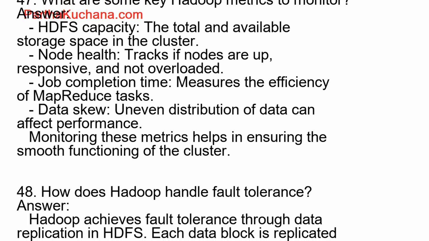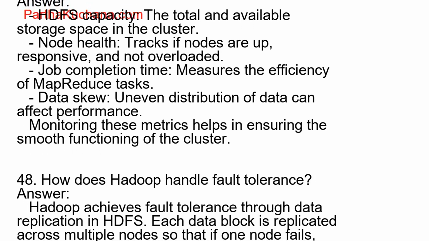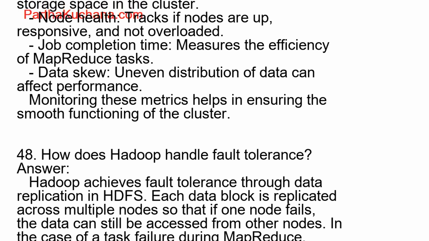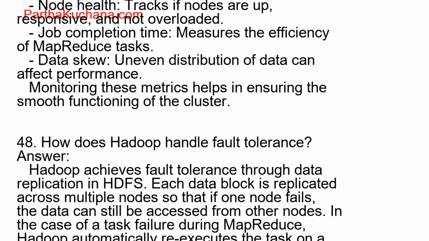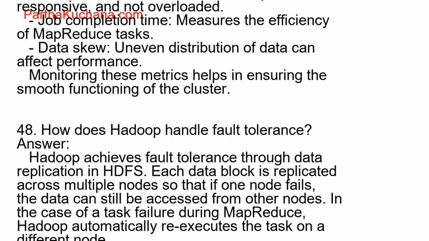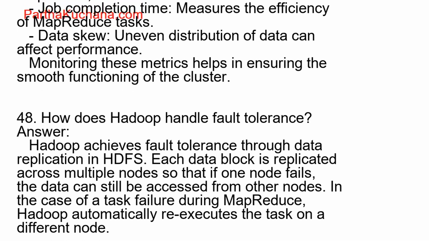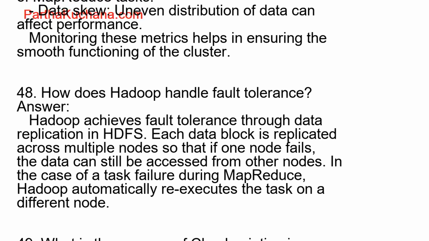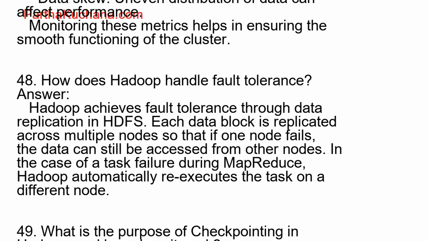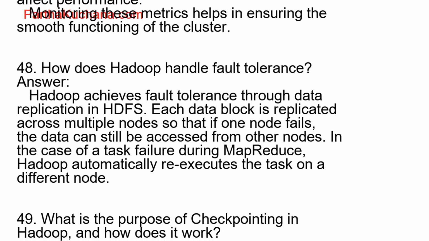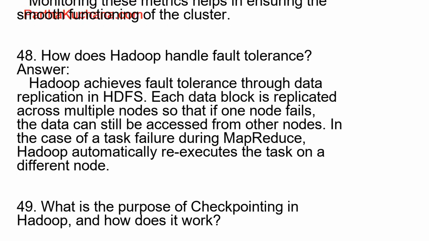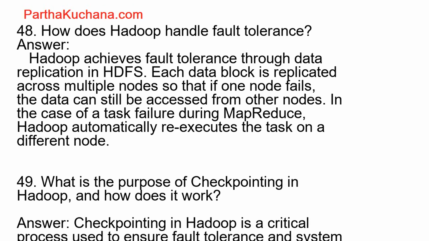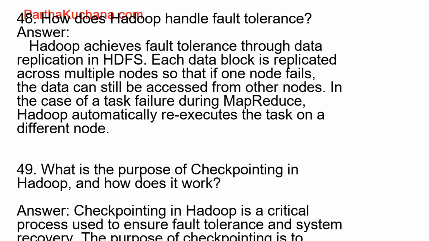The secondary name node, or a checkpoint node, performs the checkpointing process. It merges the edits log with the latest image of the file system metadata, the FS image, thus creating a new, updated FS image file. This reduces the size of the edits log and helps in faster recovery during name node restarts. The secondary name node does not act as a failover for the name node, but assists in maintaining system reliability by performing this periodic merging and saving of the metadata.